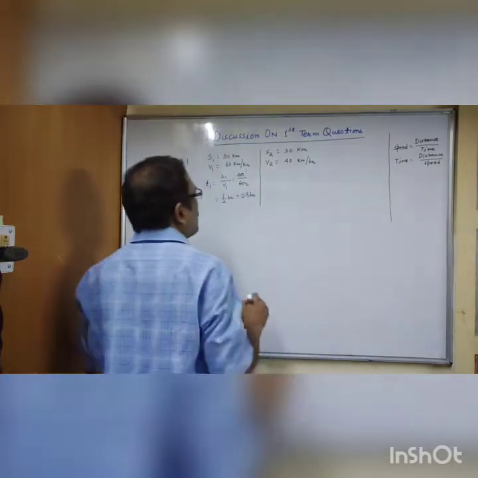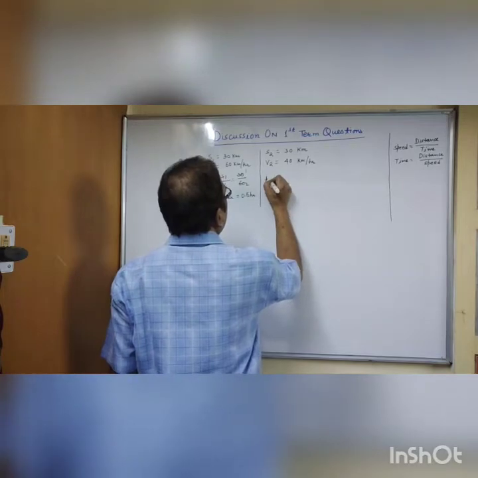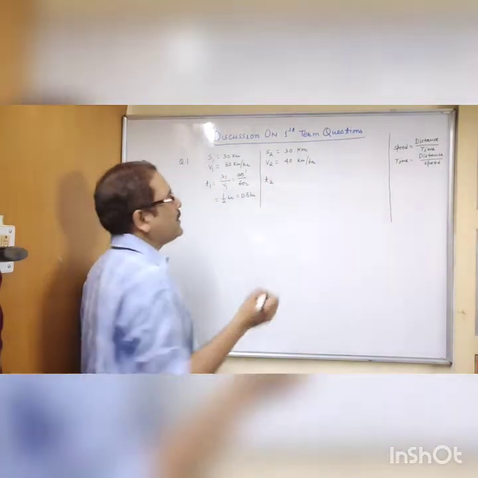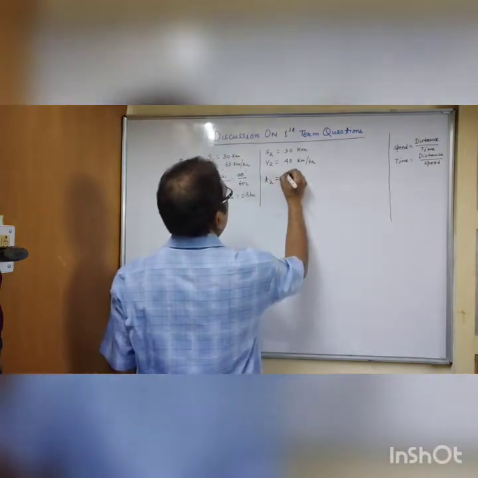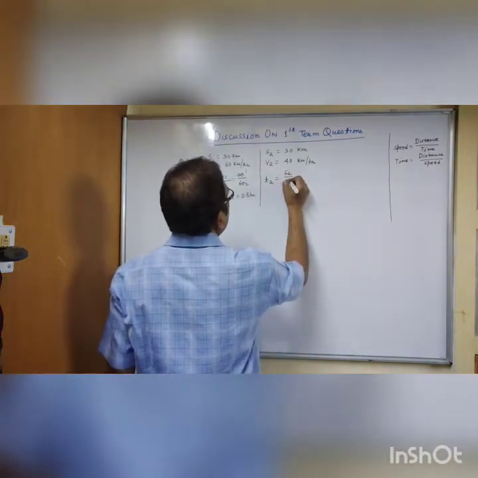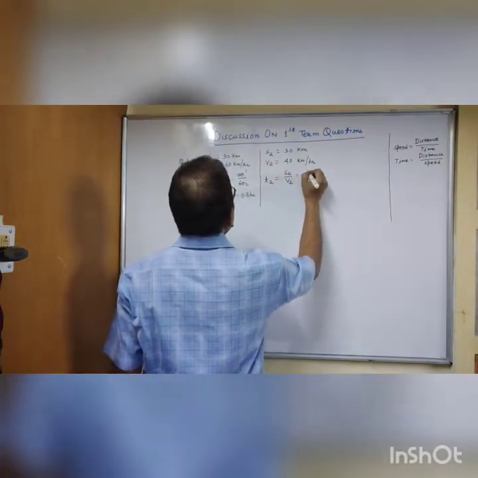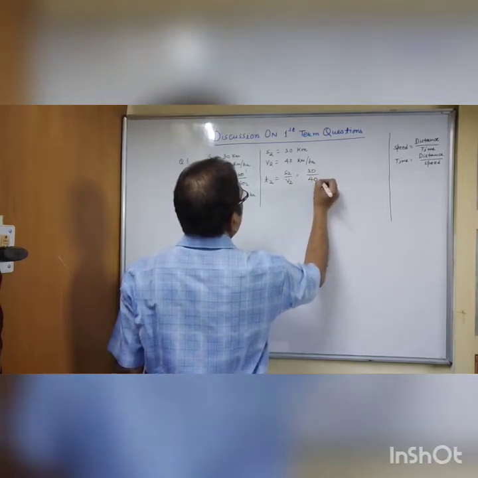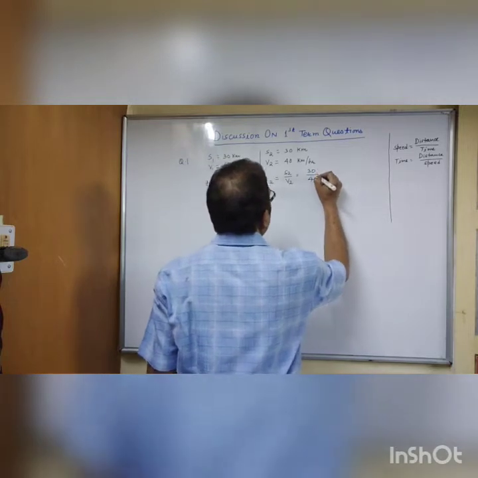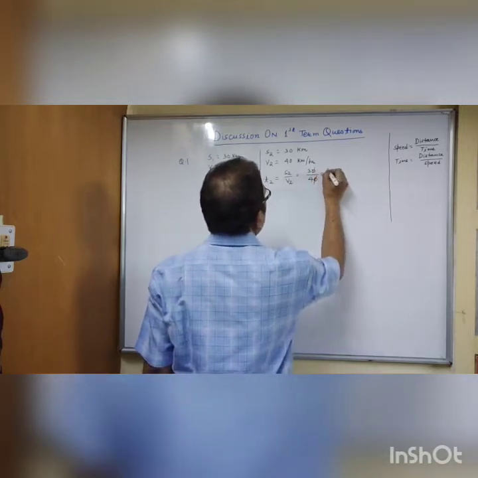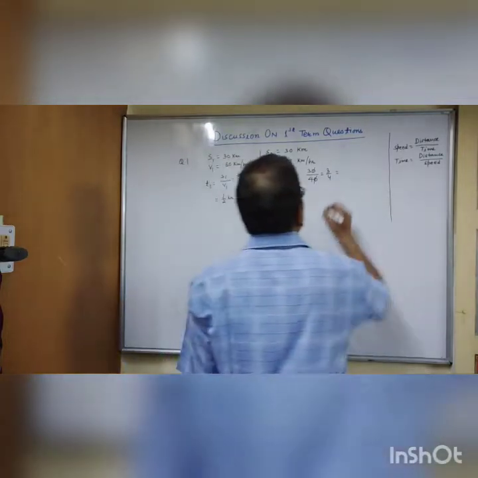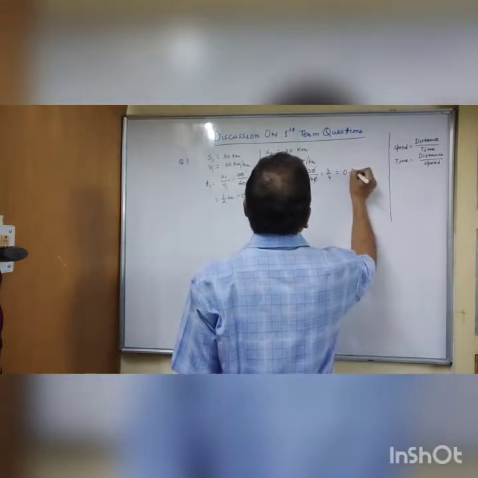Similarly, we will calculate the time taken to cover the next 30 km with a speed of 40 km per hour. So we can write S2 by V2, so it will be 30 by 40. You will get 3 by 4, and if you simplify it, you will get 0.75 hour.